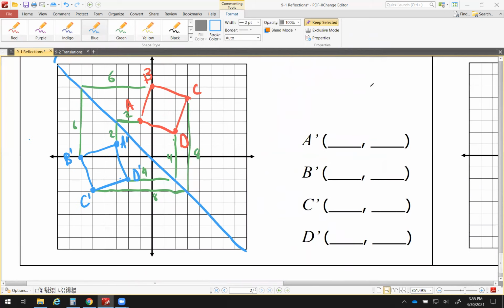And coordinates, A prime is at -3, 1, B prime is at -6, 0, C prime is at -5, -3, and D prime is at -2, -2.